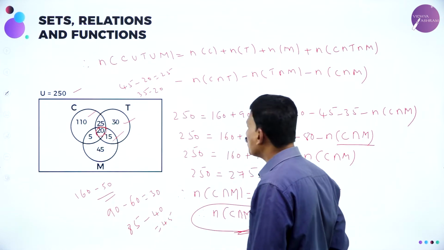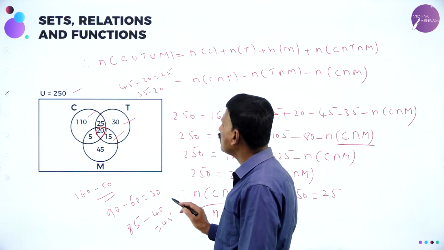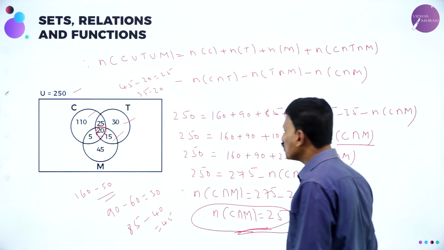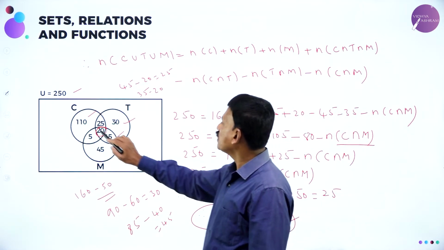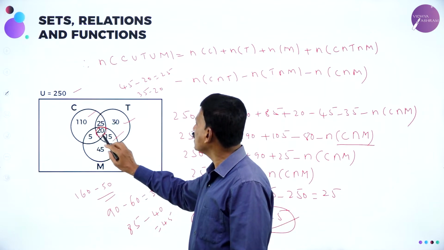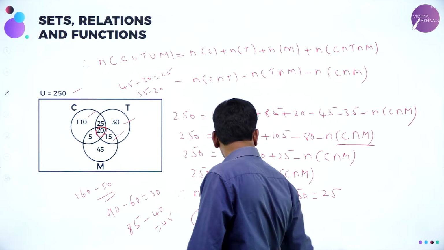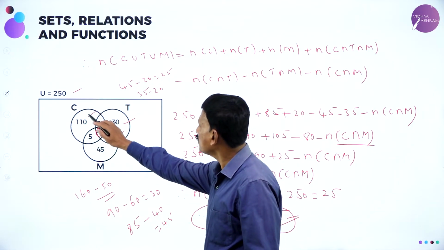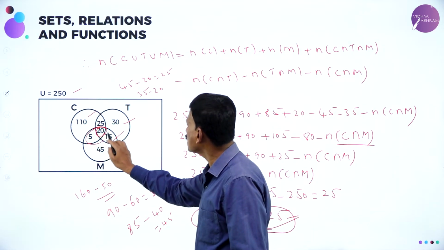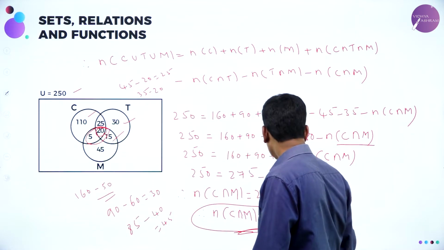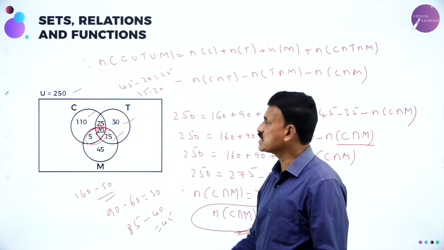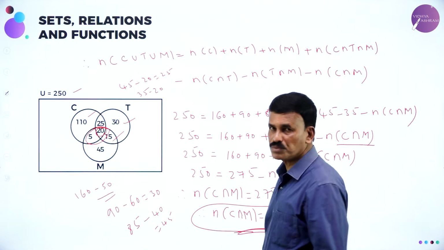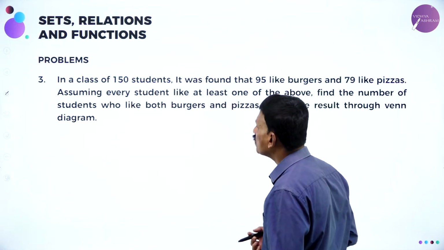So therefore the number of people who will take coffee and milk is 25. The number of people who will take coffee and milk is 20 plus 5, equal to 25. That's it. This will give the value 25. This is how we are going to represent it in a Venn diagram. Hope you followed. Now let us come to the next problem.